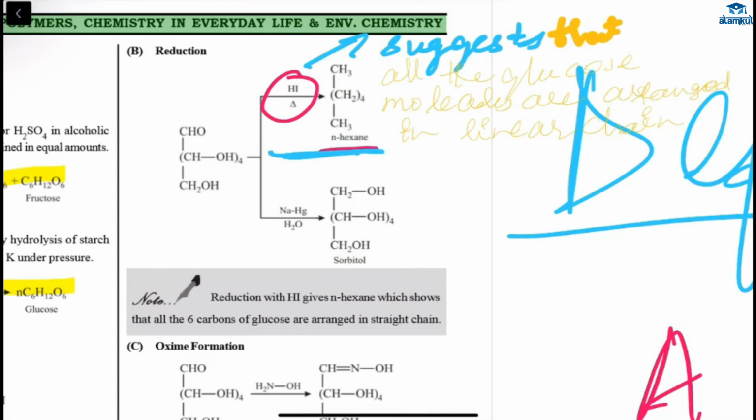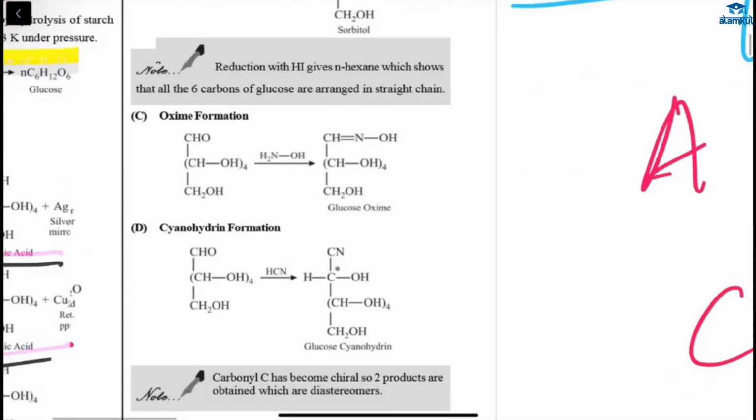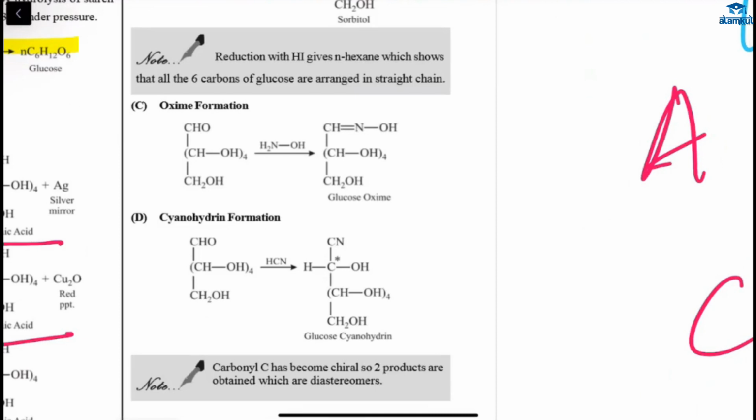Next, the second reaction: glucose forms the oxime or it forms the cyanohydrin. What do these two reactions indicate? Oxime formation and cyanohydrin formation both indicate the presence of some carbonyl group, because in both reactions it is replacing the carbonyl group only. So these two reactions are structural evidence that glucose may have a carbonyl group present in it.